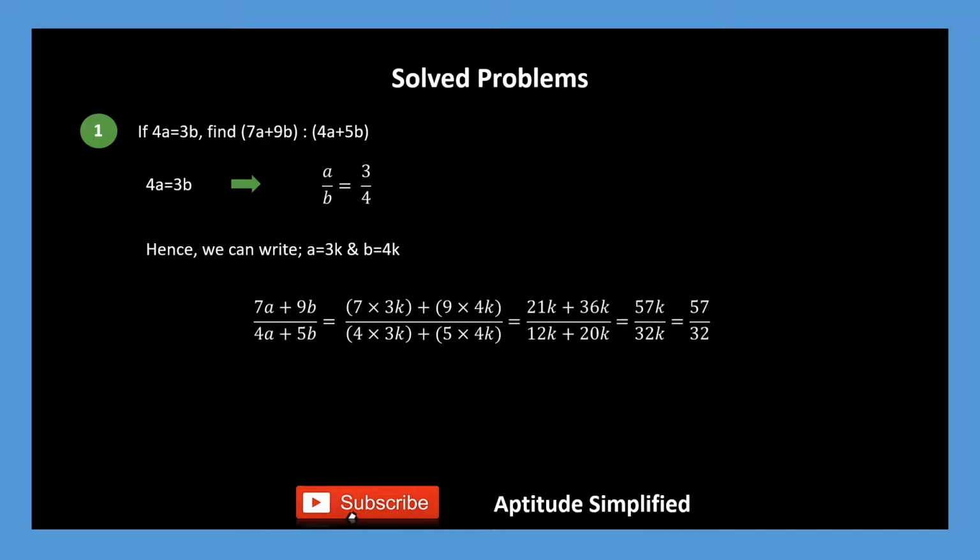And now we can just place the values of a and b in the fraction 7a plus 9b is to 4a plus 5b. So when you put the values of a and b, you will get the relationship in such a manner, and when you solve it, you will get 57 is to 32, which will be your final answer. I hope you understood this question. So we will move on to the next one.